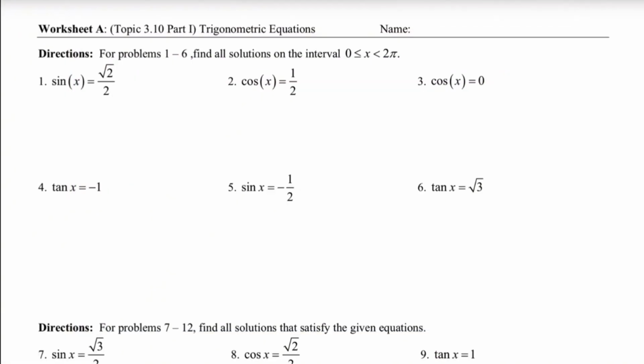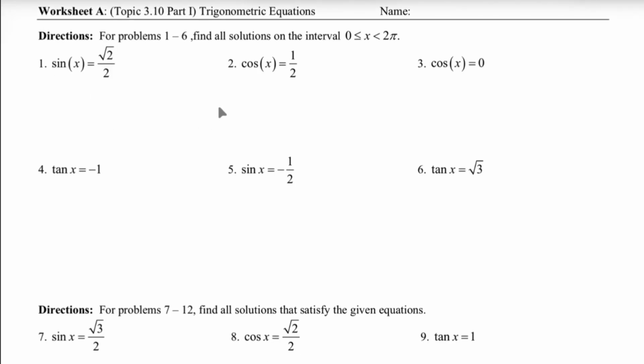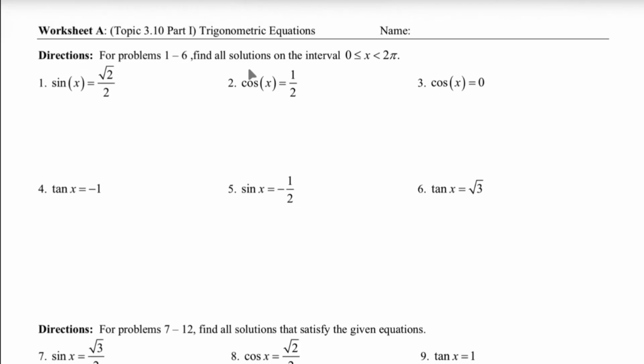Today we'll be going over topic 3.10, worksheet A. This is part 1, and then part 2 will be worksheet B. So for 3.10, I'll only be working on the odd questions, but I will be providing the answers to the even questions too. So let's go ahead and get started.